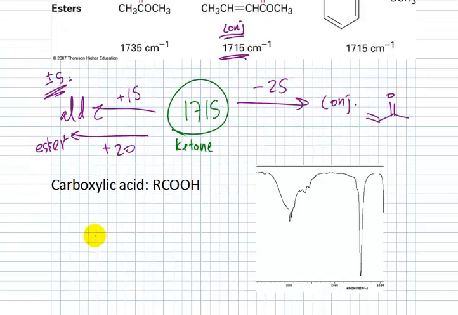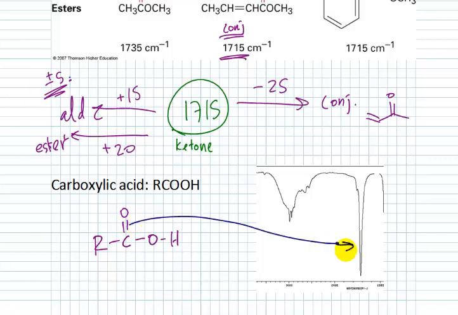Finally, carboxylic acids, C double bond O, OH, will show two characteristic absorbances. Of course, there's the C double bond O that's going to be in the normal range, just a little bit above 1700. The OH will appear, but not like an alcohol.